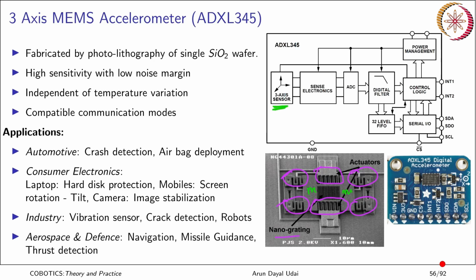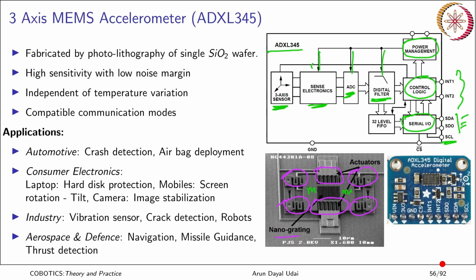So you have a sensor and sense electronics, which convert it to analog form. An analog to digital converter is there, it is filtered, and a power source is there for each of them. Control logic is there, and you have a serial input and output system, which finally converts the signal to SDA serial data, that is I2C, and it is transmitted. The clock signal is here, and data input and data output are here. There are interrupts also which may be generated from here. So these are the ADXL345 chip details.